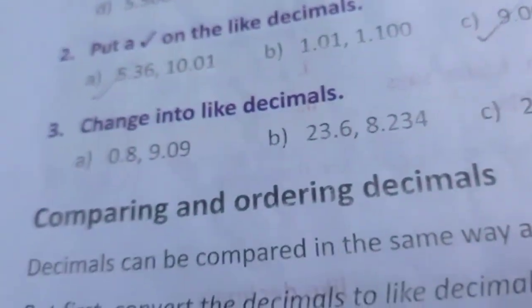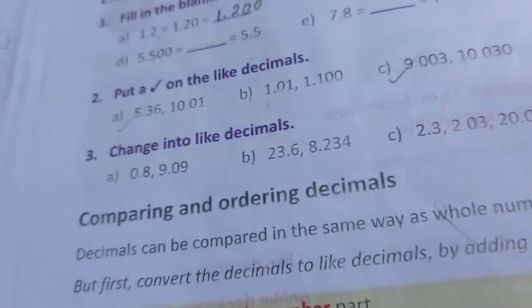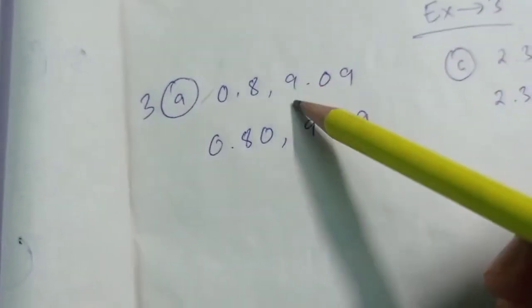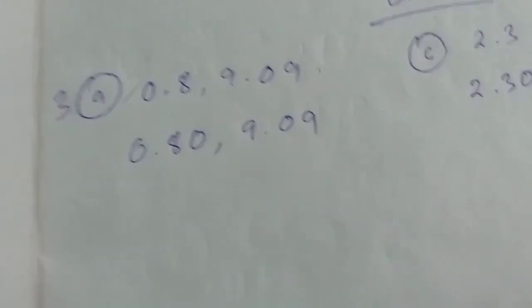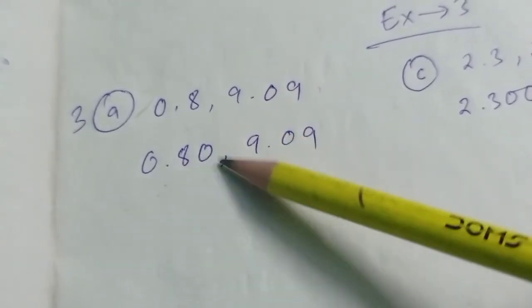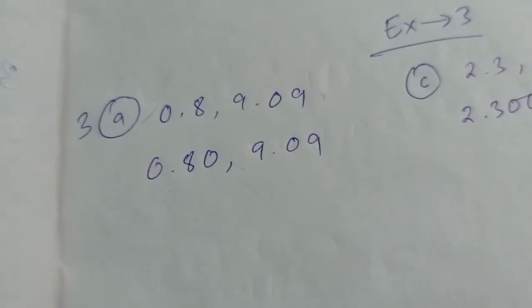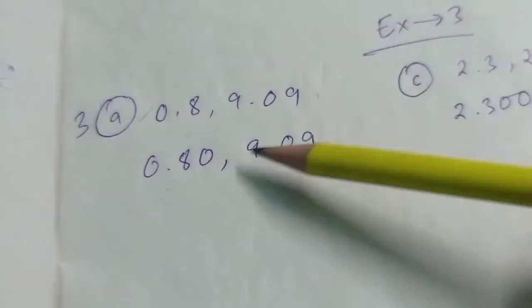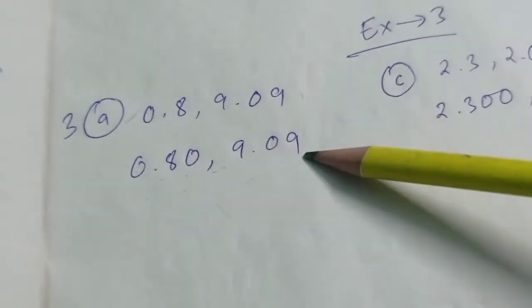Now the next question you have to do is change into like decimal. The first question you see 0.8 and then 9.09. It's very simple, that means this is an unlike decimal and you need to convert it into like. How will you do? So 0.80, put 0 after it, the value will be the same. Your first aim is to convert that one into like decimal, so just put a 0. So now it is equal, 2 decimal place, 2 decimal place.